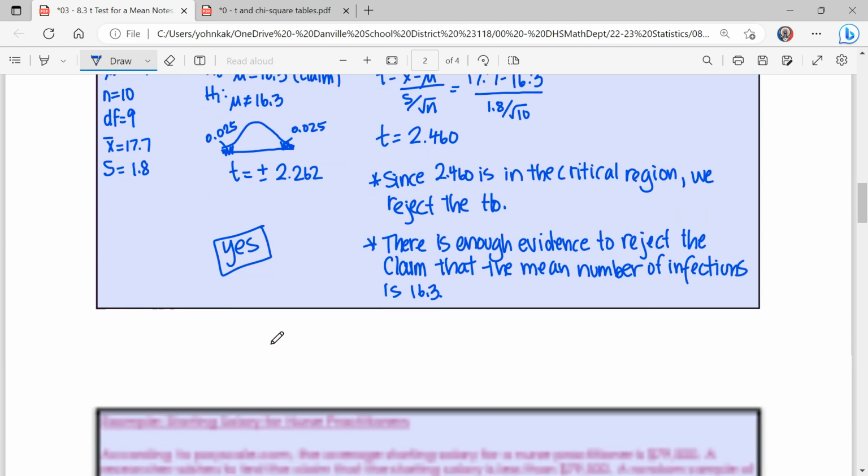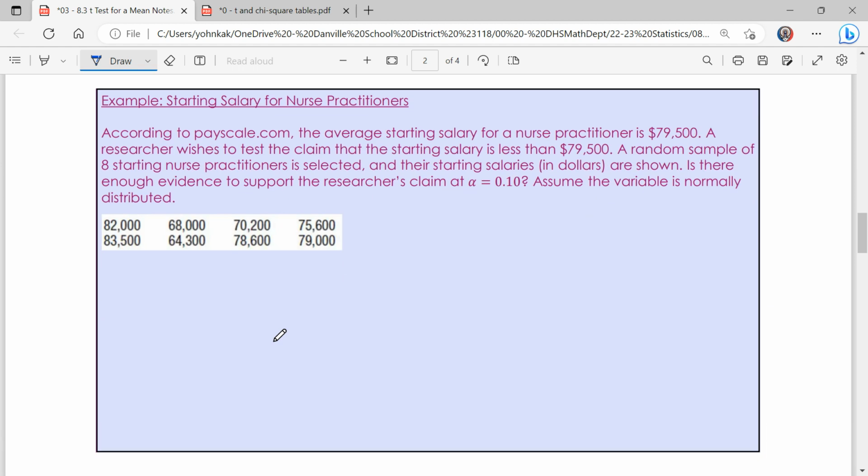Okay, let's take a look at the next one. This one has to do with starting salaries for nurse practitioners. According to payscale.com, the average starting salary for a nurse practitioner is $79,500. A researcher wishes to test the claim that the starting salary is less than $79,500. A random sample of 8 starting nurse practitioners is selected and their starting salaries in dollars are shown. Is there enough evidence to support the researcher's claim at alpha equals 0.10? Assume the variable is normally distributed.